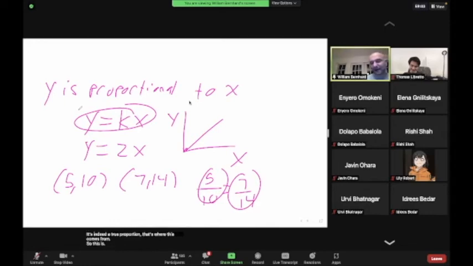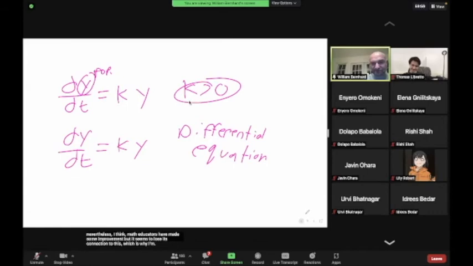This is taught in a little bit of a shoddy way, but nevertheless, I think math educators have made some improvement. It seems to lose its connection to this, which is why I make such a pretty big deal of it now. So dy/dt is equal to ky.